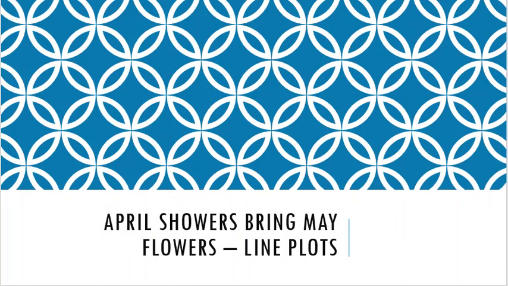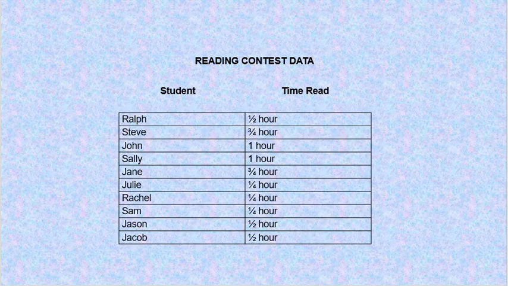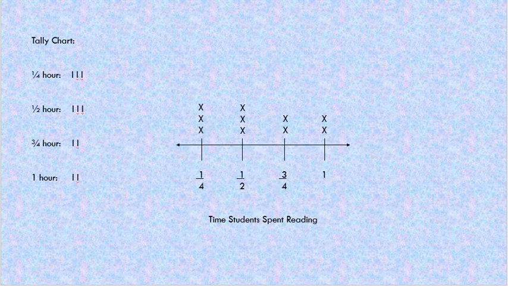Hi kids, this is video 2 of a two-part video series, April Showers Bring May Flowers, using line plots to analyze data. In our first video, we looked at information about a reading contest. We took our information and we put it into a line plot. And this is our line plot that we came up with. We used a tally chart, and then we used the tally marks to make a line plot.